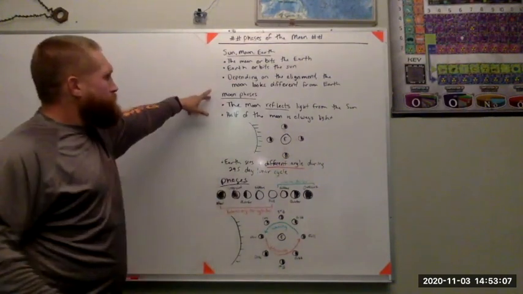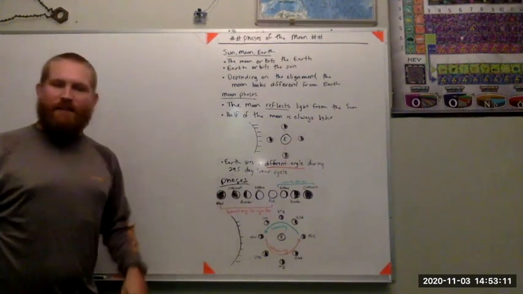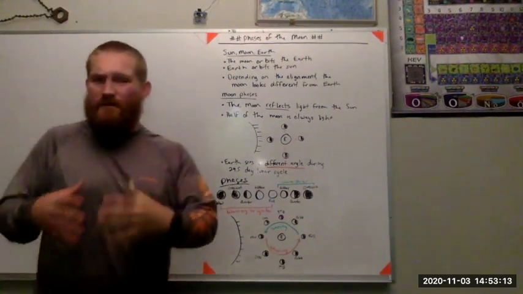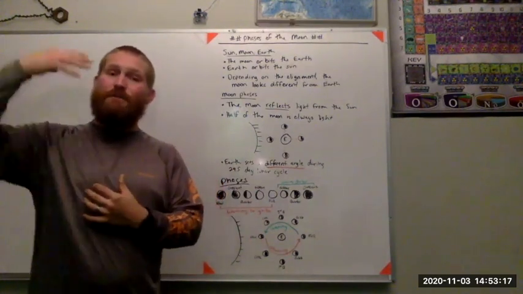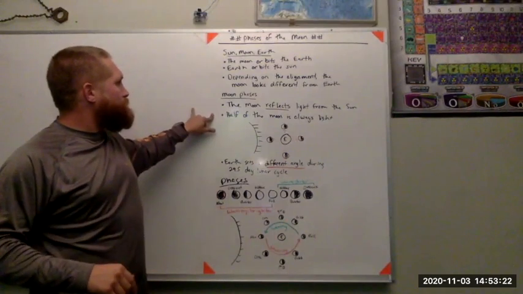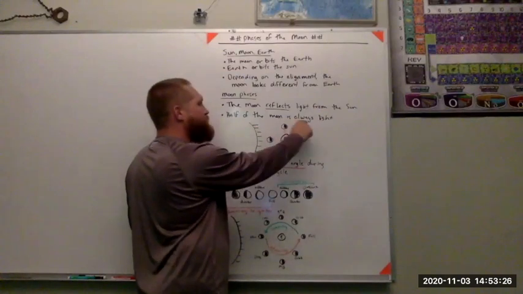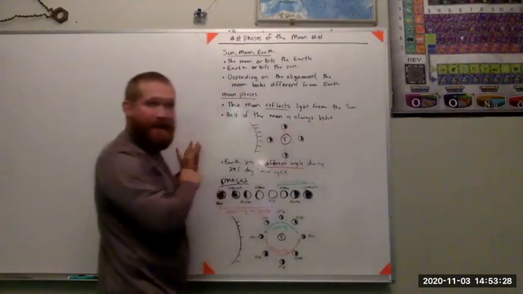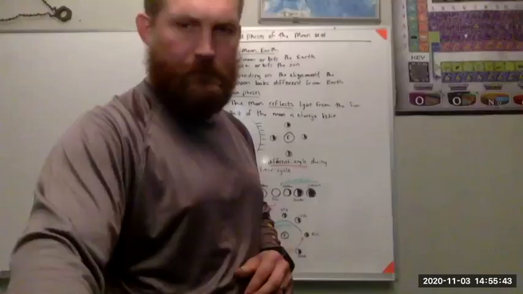So moon phases, okay, that's our next heading here. So the moon reflects light from the sun. The moon doesn't make its own light, which isn't obvious unless somebody tells you, but any light you see from the moon is actually being reflected from the sun. And half of the moon, right? So you draw this diagram here. This is half the moon is always light. Half of the moon is always facing the sun.